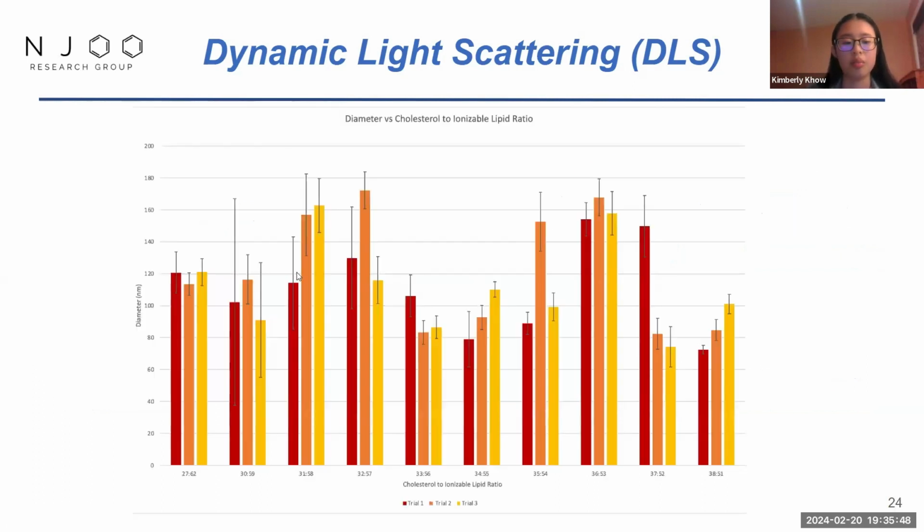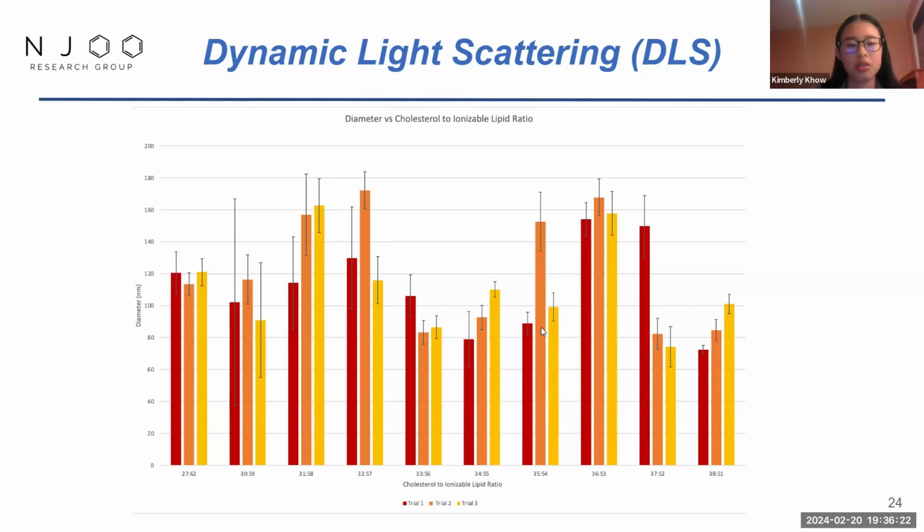And here are some of our preliminary results with conditions 1 and 4 through 12. What we were really looking for here was to see if we could effectively reproduce the size taken from the DLS, as we see here with trials 1 to 3 in red, orange, and yellow respectively. Most of them were pretty okay, such as 1, 4, 8, 10, and 12. However, some of them did fluctuate quite a bit across the 3 trials.